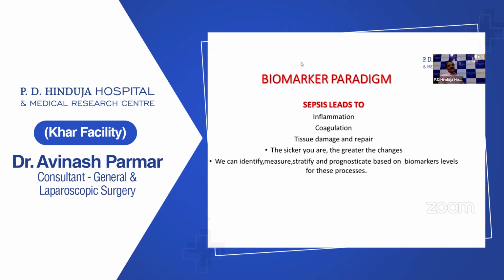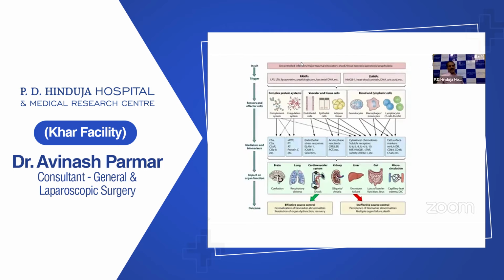As we all know, sepsis leads to inflammation, coagulation, tissue damage, and tissue repair. The sicker you are, the greater the changes. We can identify, measure, stratify, and prognosticate based on the biomarker levels for these processes.